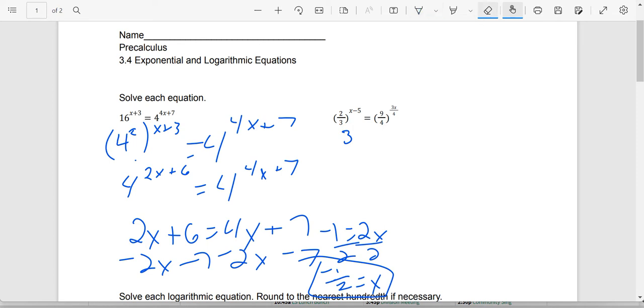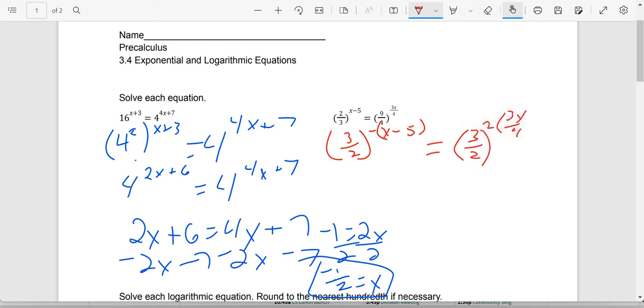I'm going to switch colors here. Let's go red. So 3 over 2. Remember, when we flip, the sign flips in the exponent. So I'm going to put parentheses around that x minus 5. And then on the right side, how am I going to get 3 over 2? Well, 3 squared is 9, right? And 2 squared is 4. So if I just make this 3 over 2 to the power of 2, now we have the same bases.